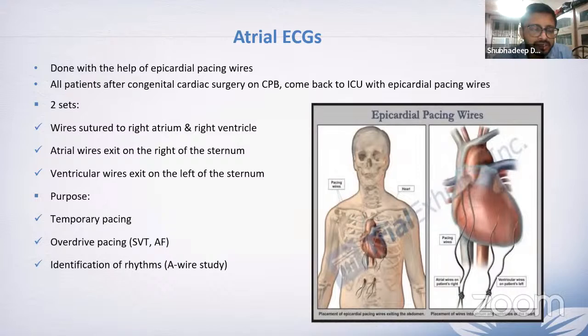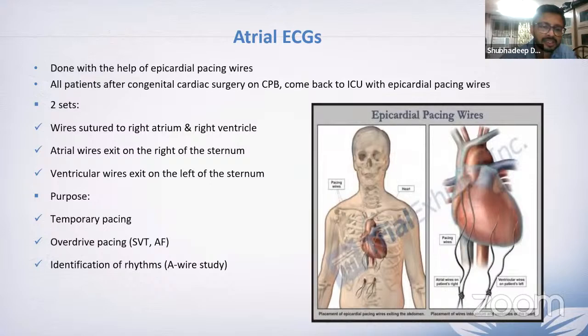When we are recording a 12-lead ECG, what are we trying to do? We are trying to record a cardiac impulse from the skin, but basically that impulse is generated from the heart. So it has to traverse across the soft tissue, across the muscle, across the skin, and then come to the ECG leads.